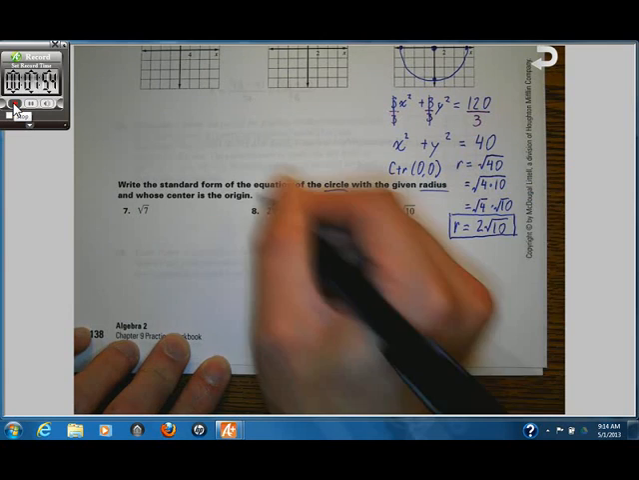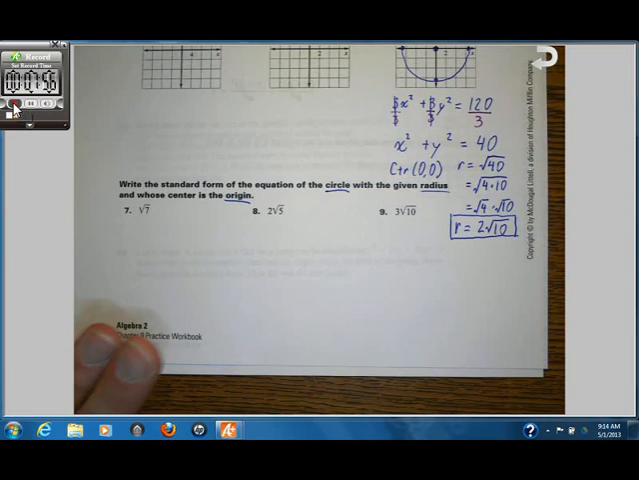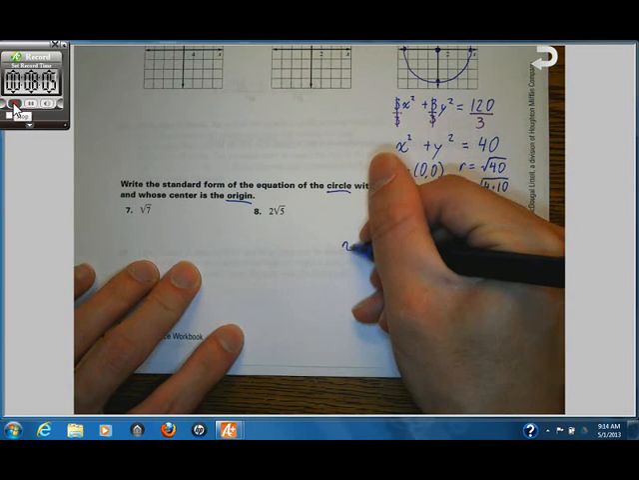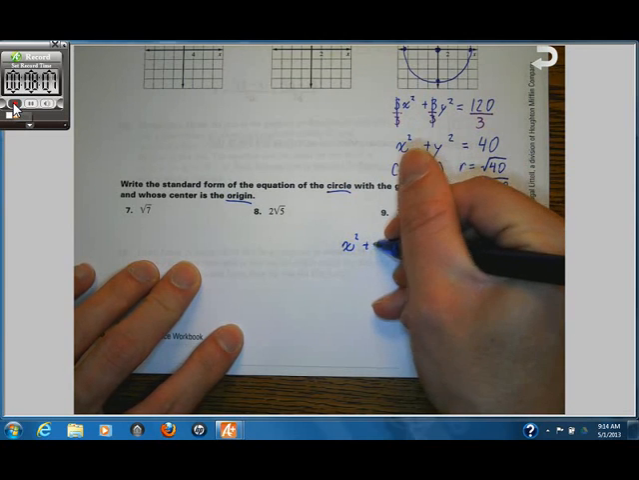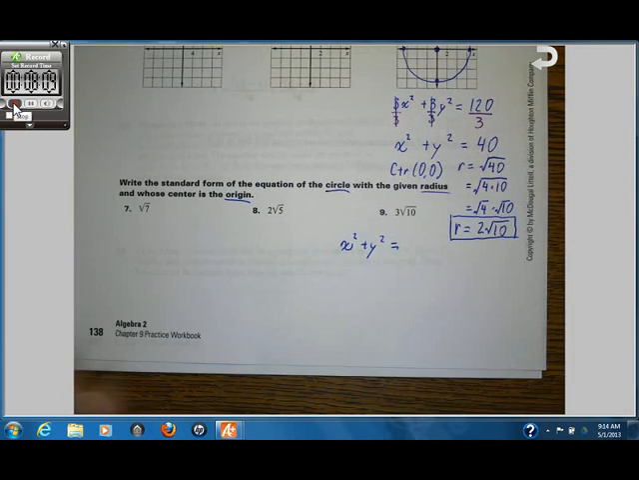So we know that this is going to be x squared plus y squared is equal to, now, do we just say 3 root 10, or do we have to square that? We have to square that. So we're going to start by saying the square of 3 root 10.